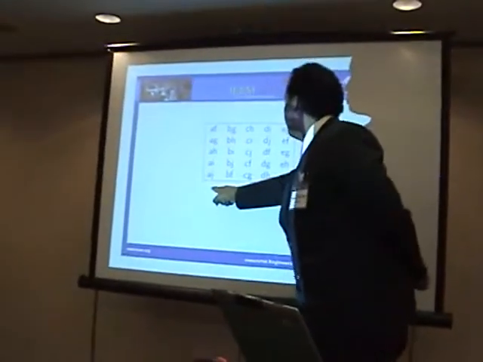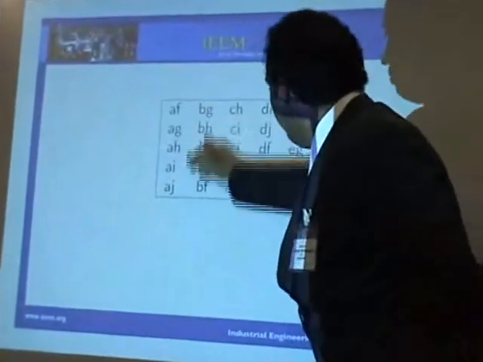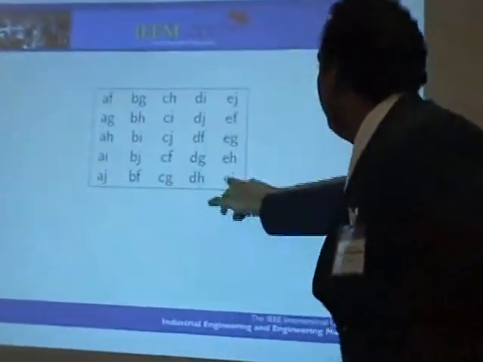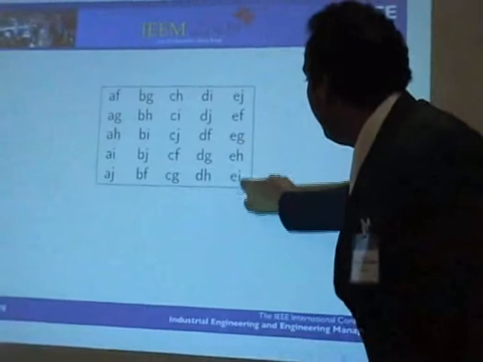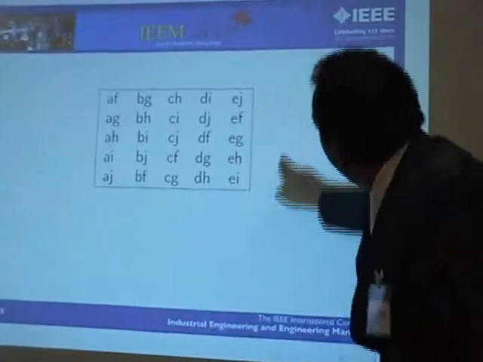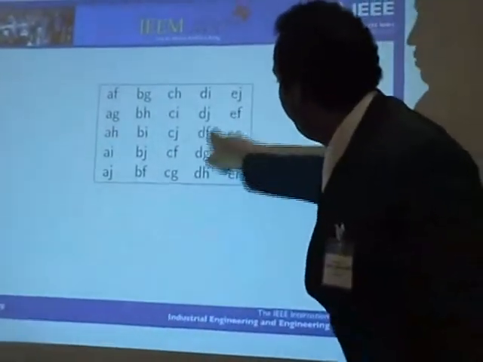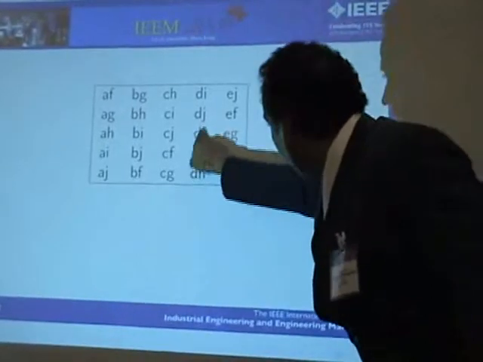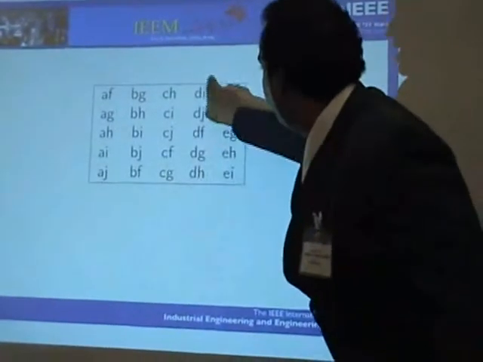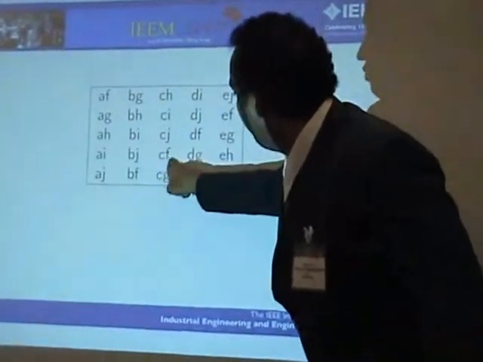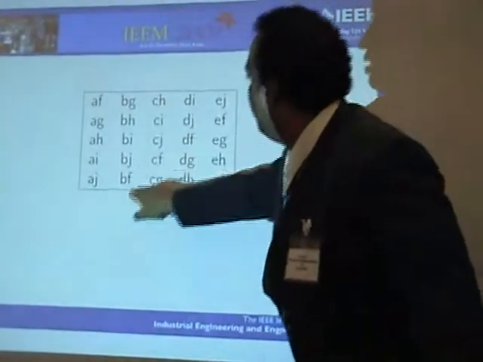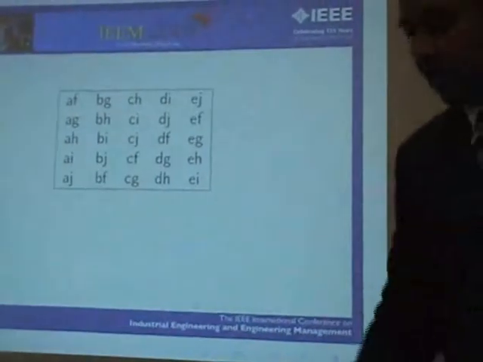There is a pattern here. You see, this column consists of A's only, then B, then C, D, E, and then I start from F, G, H, I, and J. I do a circular move here. I shift it by one. Again, I go like this: F, G, H, I, J. Again, I shift by one and move like this. In this way, I can complete this. This is a transversal design.